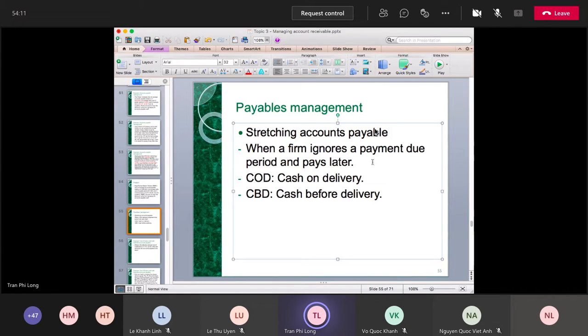However, if you keep paying late, you will face two consequences. The first one is COD. It means the supplier can require you to pay cash on delivery, so the supplier will not provide trade credit to you anymore. And in the worst case, the supplier can require you to pay CBD, cash before delivery. So if you want to buy materials from your supplier, the supplier will require you to pay in advance, something like that.